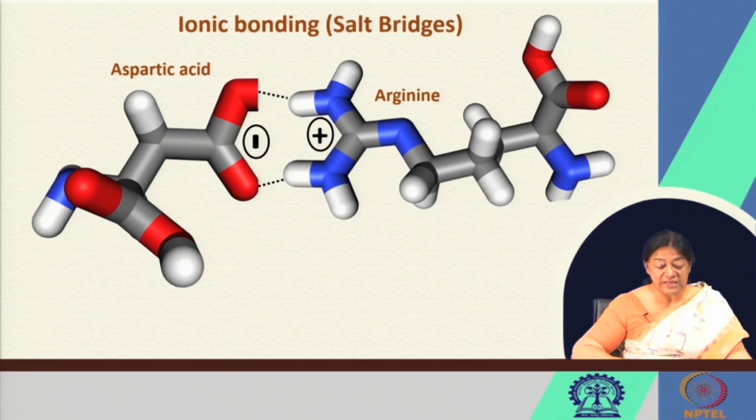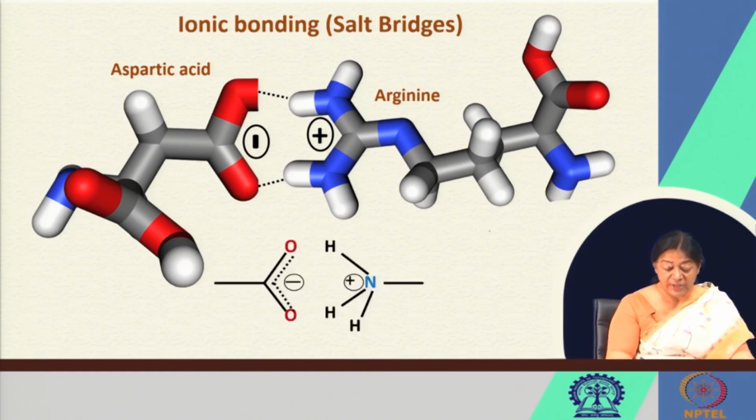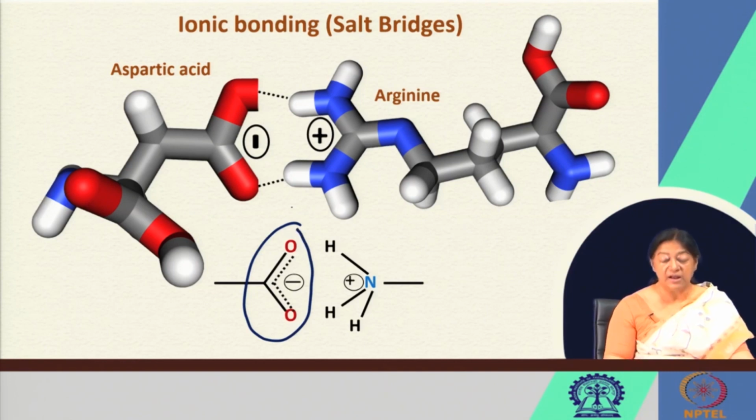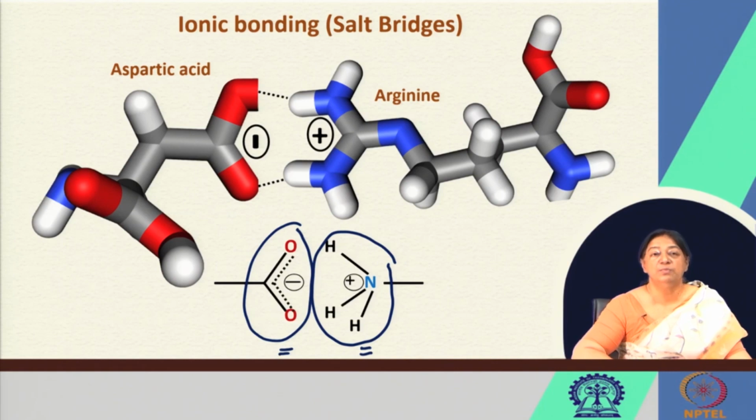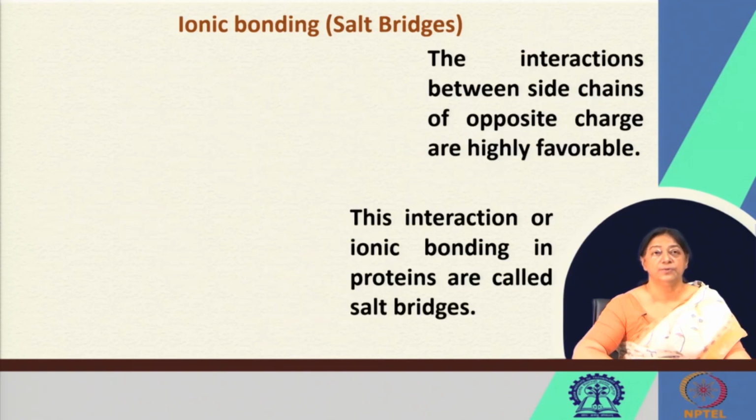So, when we look at an aspartic acid residue, or for that matter any such residue, the example of aspartic acid and arginine is given at the top here. We can also have an NH3 plus and a COO minus. So, when we have an NH3 plus and a COO minus, again we have the possibility of ionic bond formation, because we have opposite charges that are going to interact with each other.